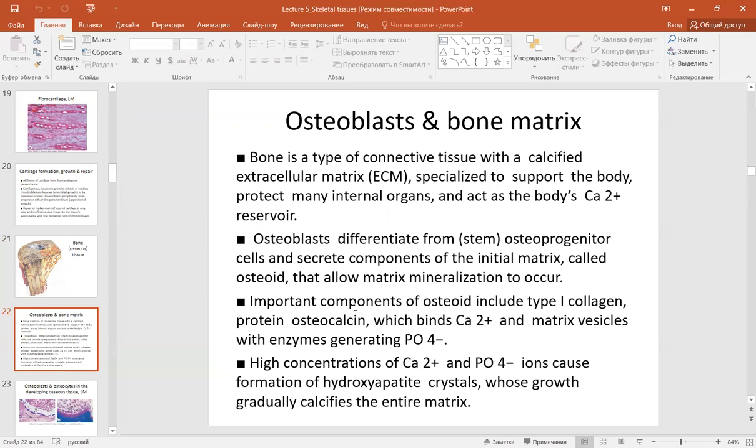Important components of osteoid include type 1 collagen, protein osteocalcin, which binds calcium ions, and matrix vesicles with enzymes generating phosphate ions, PO4 ions. High concentration of calcium and PO4 ions causes formation of hydroxyapatite crystals whose growth gradually calcifies the entire matrix.